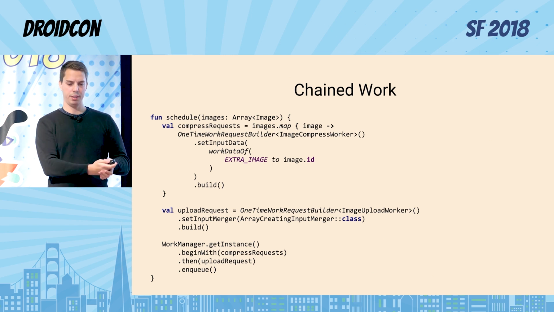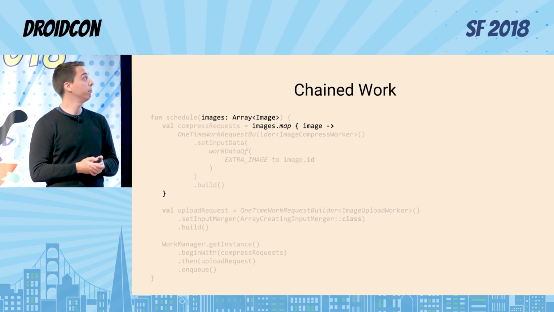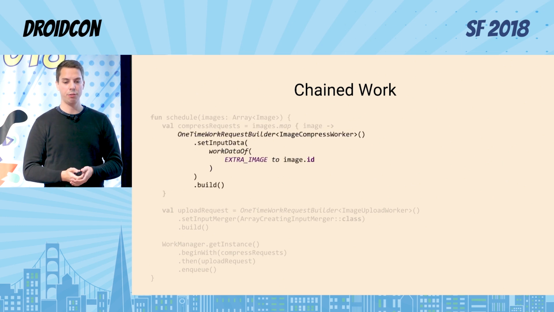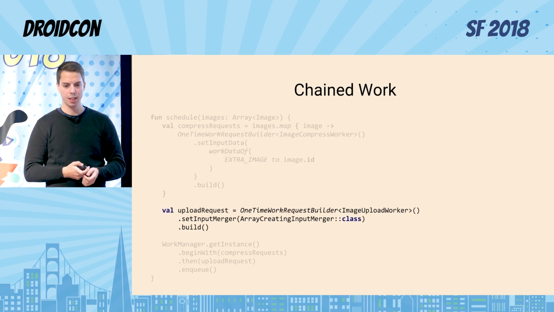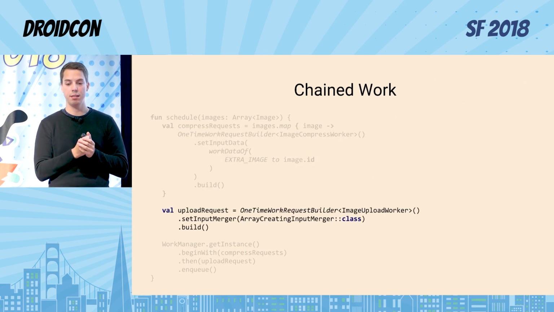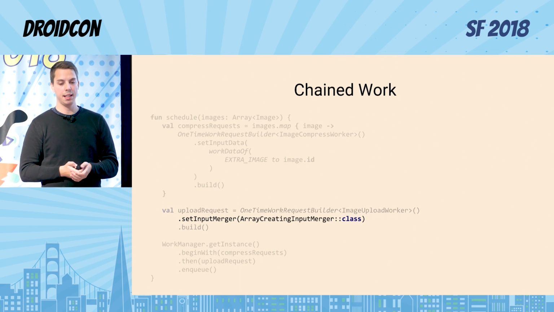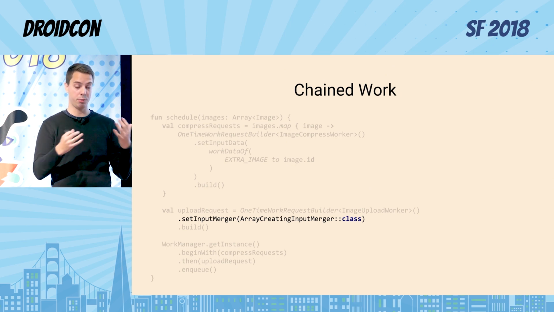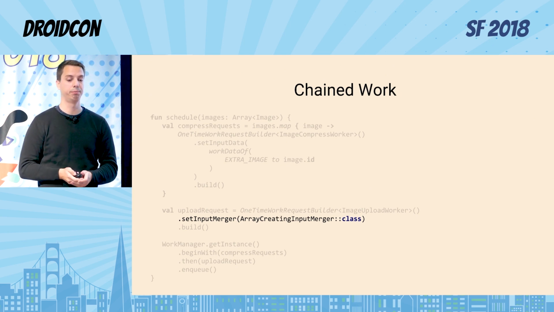How do you schedule something like this or enqueue the workers in the system? It's straightforward. You have the image data as an array as your input. And then for each image, I'm creating my work request. After this, I create this single upload worker. And here I say, use the array creating input merger. You can specify your own input merger. The library comes with 2 defaults, and probably most of the time you want to use the array creating input merger, where each output is combined into one single array.